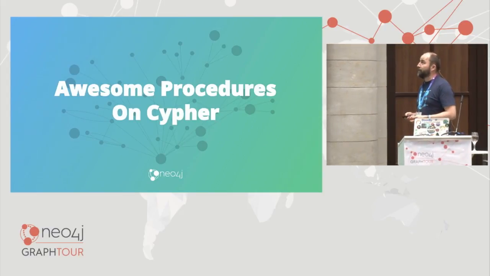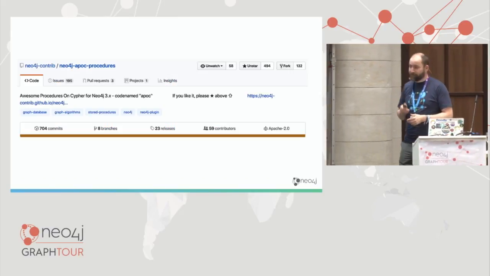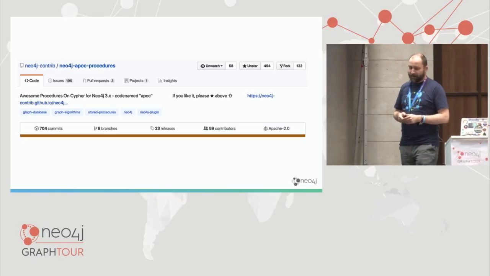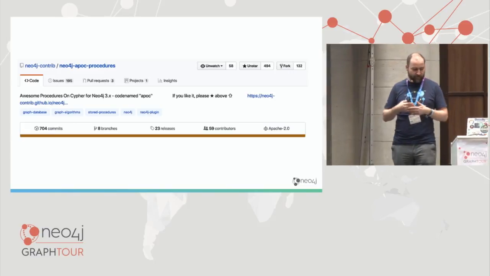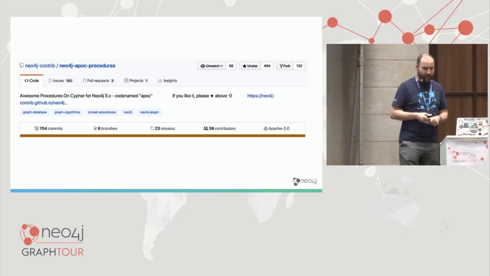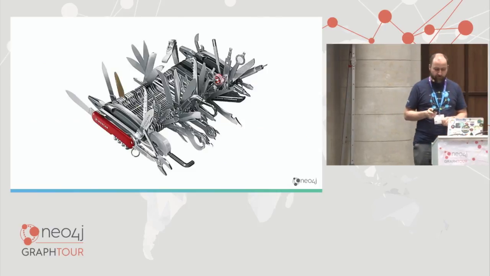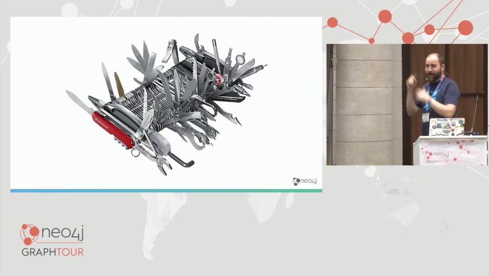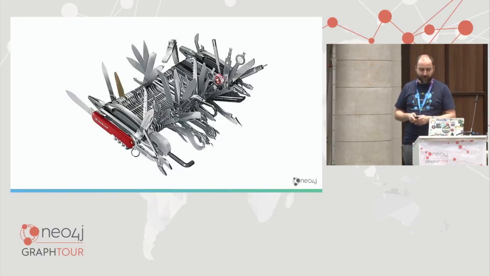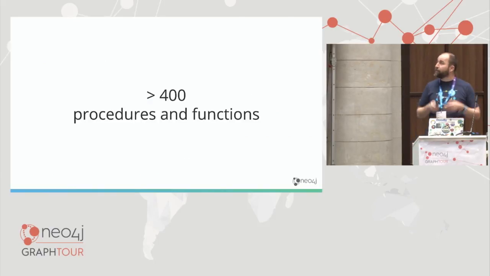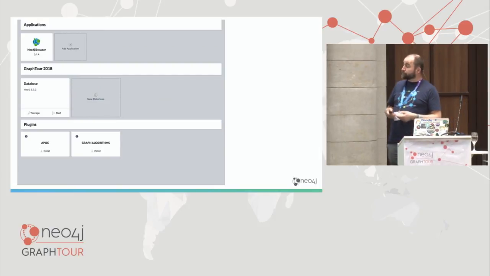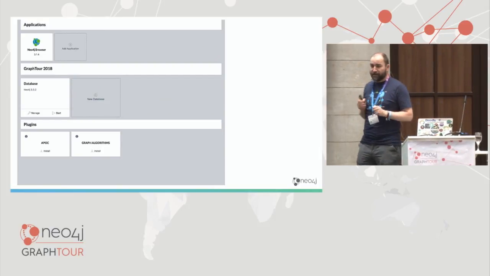Let's start with the APOC procedures, which is my pet peeve and my baby. I started it when Bolt was not even released. And nowadays we have more than 400 procedures and functions. Basically it's a Swiss Army knife or standard library of utilities. So let's look at a few of them.